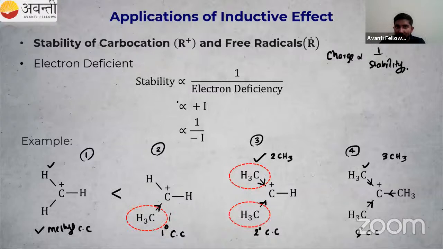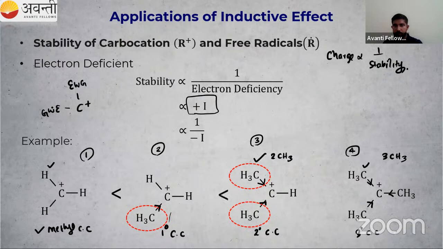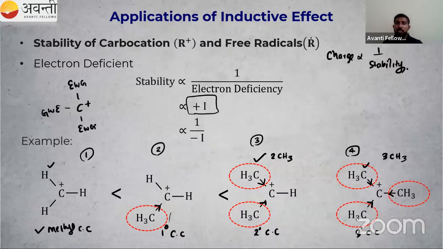So we have to study this one. The stability of carbocation is proportional to the plus I effect, right? What about the minus I effect? Suppose we have C plus with an electron withdrawing group. Here also, electron withdrawing group. Then here also, electron withdrawing group. So what will happen? We have to think about that.